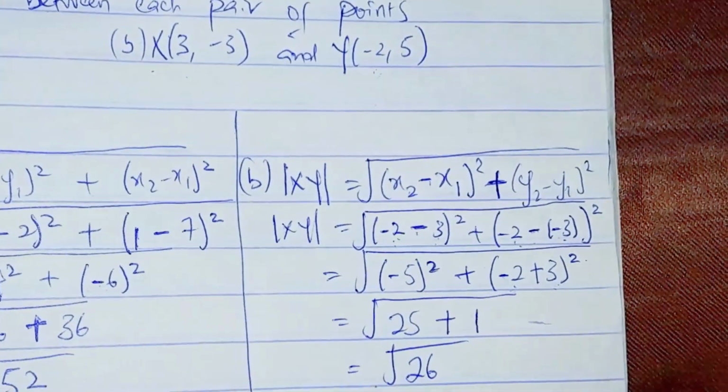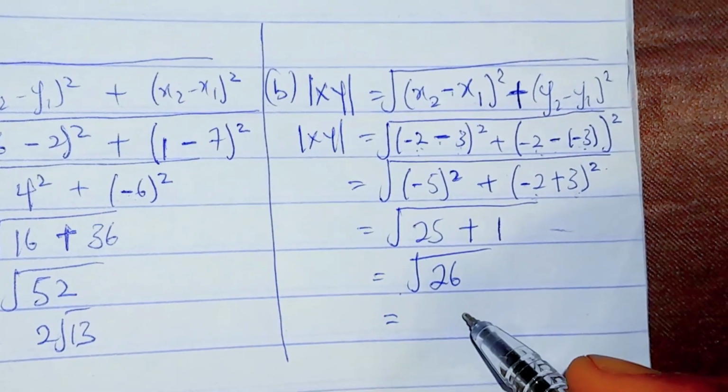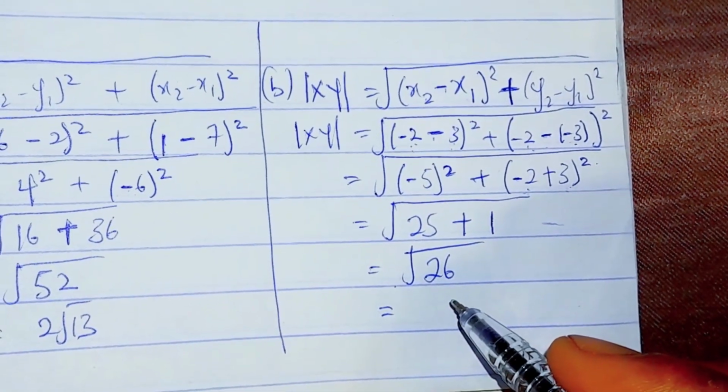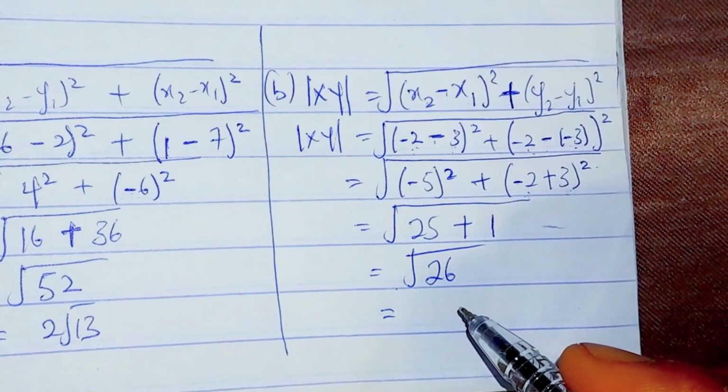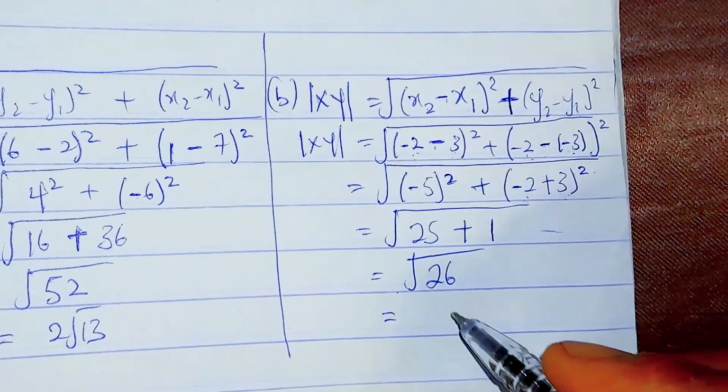26. Now, square root of 26, I can leave my answer like this, or you convert it to decimal. Or let's look for multiples of 26 and see what can happen. 13 times 2, I think, is the only multiple of 26. So this is my answer.